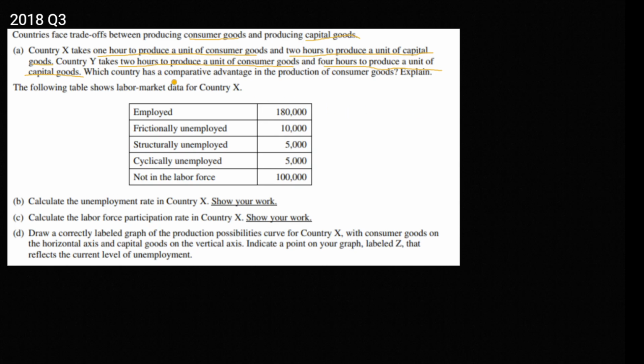Alright, so we need to figure out which country has a comparative advantage. Comparative advantage. So, which one has the lower opportunity cost? That is what that is asking. So, let's do this in terms of, I guess, consumer goods, because it's already in terms of 1 unit. So, produce one consumer good for country X and country Y.